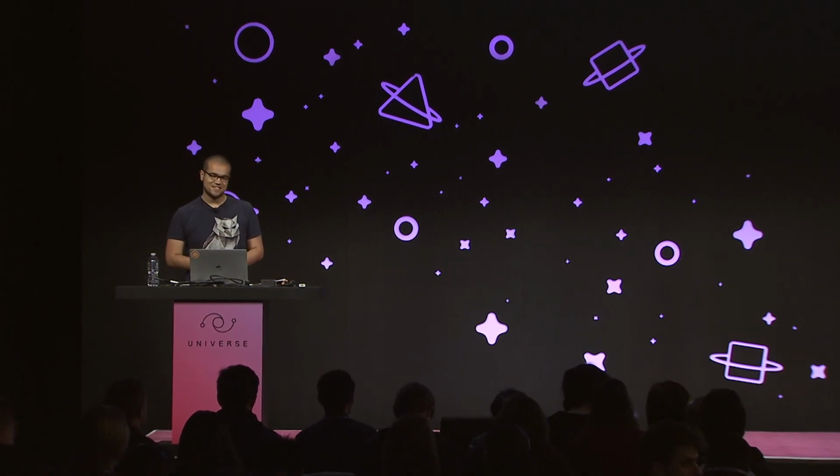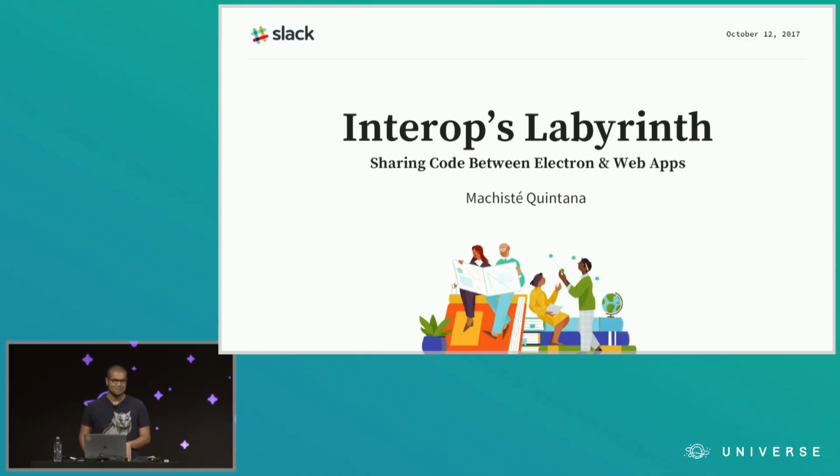And I'm here today to talk to you all about some approaches to sharing code between Electron apps and web apps. Or, to put it another way, we're going to be entering Interop's Labyrinth together. So to give you a little more background, I work on the cross-platform Slack desktop app. So it's the one that runs natively on Mac, Windows, and Linux. And it's no secret that this app is built on Electron with web technologies.